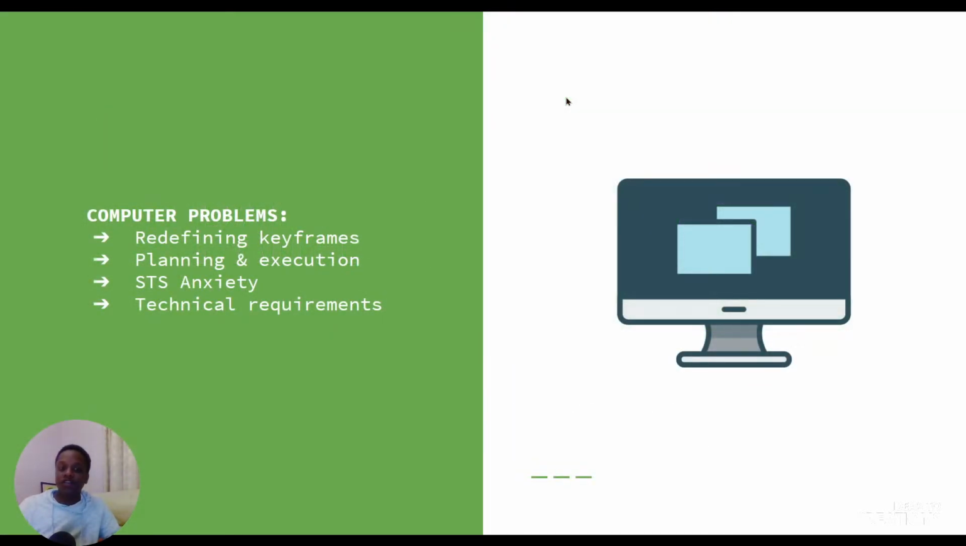So yeah, computer problems. We're redefining what keyframes are. It's changing how we're planning and executing our animations. It's giving us stuff like STS anxiety, which is stepped to spline anxiety, which is you watch your animation when it's stepped, you select all your keyframes, set them to spline, and when you watch it, you're like, oh my god, what am I doing with my life? It's really crazy how much worse it looks when you change those two.